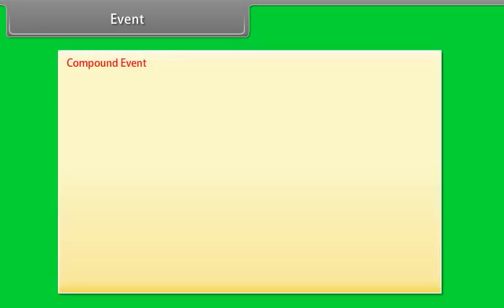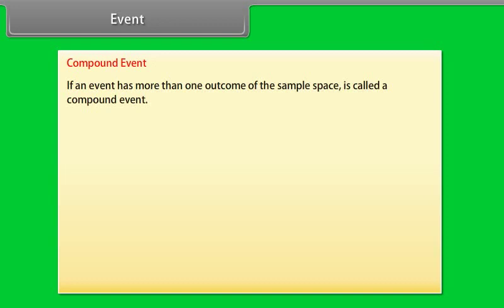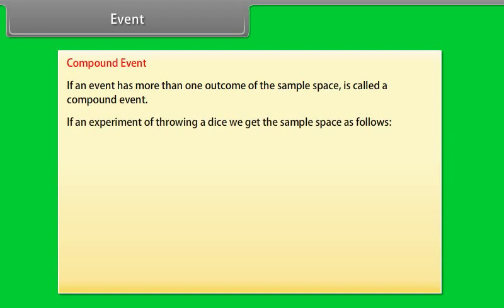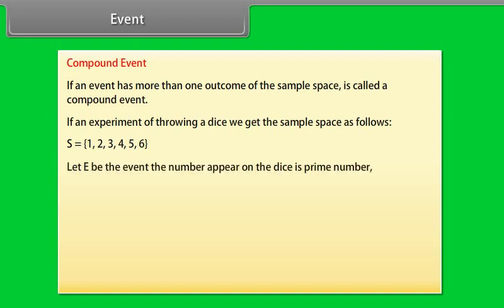Compound event. If an event has more than one outcome of the sample space, it is called a compound event. To understand it, let's take an example. In an experiment of throwing a dice, we get the sample space S is equal to {1, 2, 3, 4, 5, 6}. Let E be the event: the number that appears on the dice is a prime number. Thus the event E is equal to {2, 3, 5}. It is a compound event.